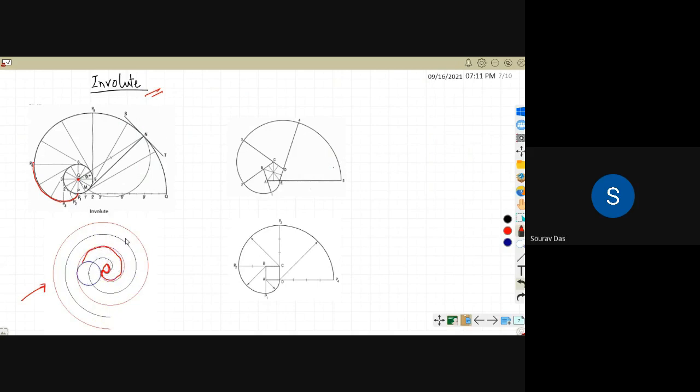So it may be from a circle or from any other polygon. Here the example is shown for a pentagon and here for a square. The thread may be unwound from a circle or from a polygon. That is known as involute.